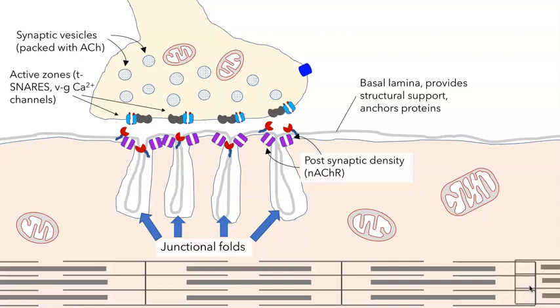These junctional folds, as well as the entire surface of the muscle cell, are lined with a special kind of extracellular matrix called the basal lamina, and this is going to provide structural support, for example, allowing it to maintain this unusual folded structure, and it will also anchor some proteins so that they're held right at the spot where they're needed.